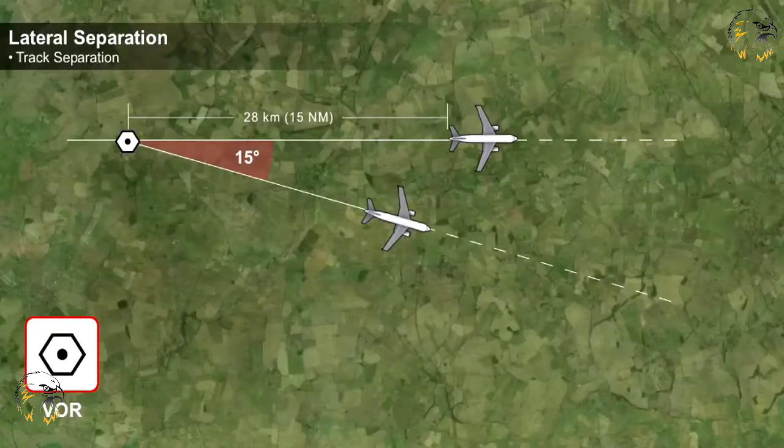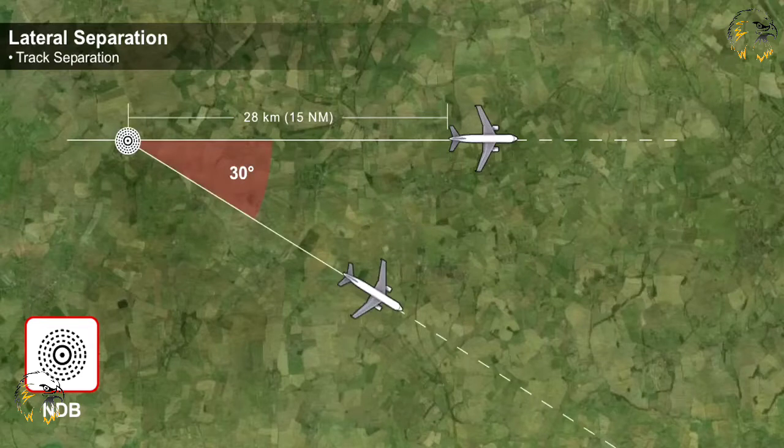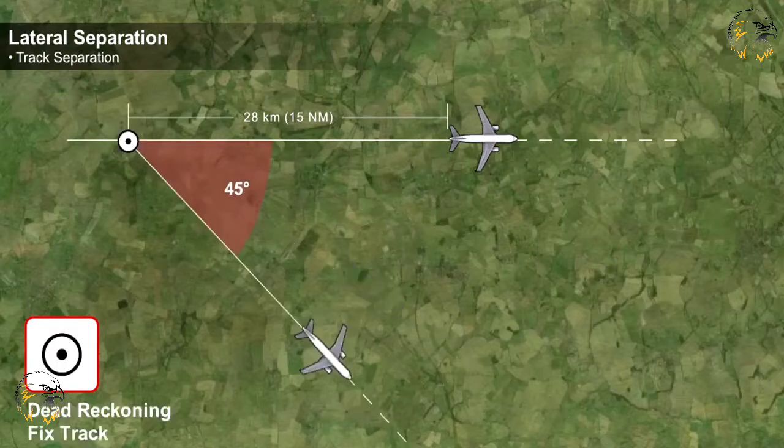Track separation is used between aircraft using the same navigation aid or navigational method, and is achieved by requiring aircraft to fly on specified tracks, which are either separated by a minimum angle when tracks converge, or by a minimum distance when tracks do not converge. These separation minima cater for aircraft using VOR beacons, NDB beacons, or aircraft navigating by dead reckoning.